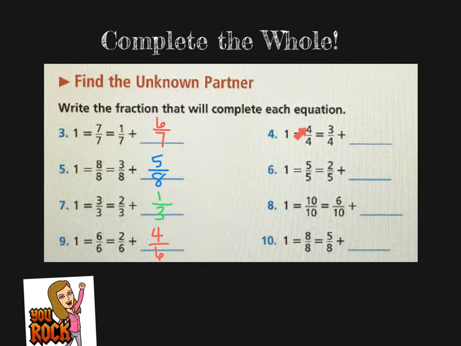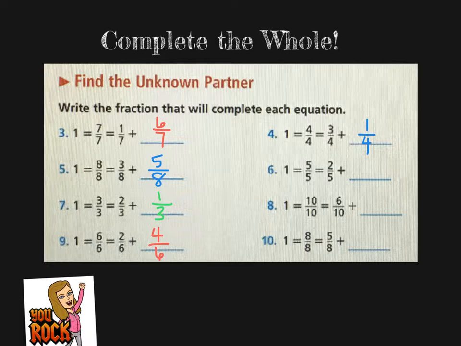So now to complete the whole, if we have 4 over 4 as our whole, so there's 4 pieces, 4 have been selected, or 1 whole. So far we have 3 pieces of our puzzle, and I notice that that means 1 is missing. 3/4 plus 1/4 would equal 1 whole.